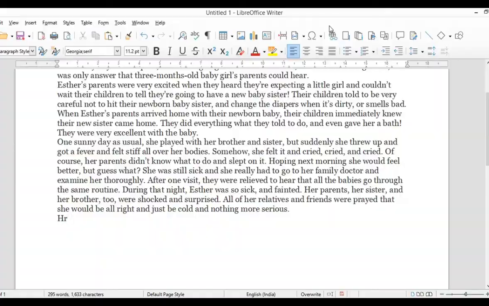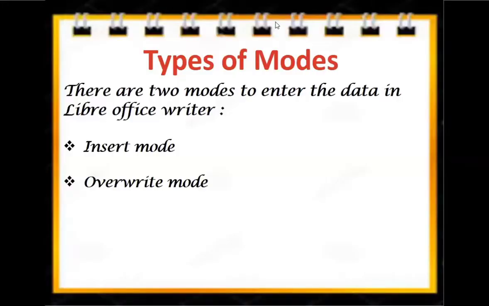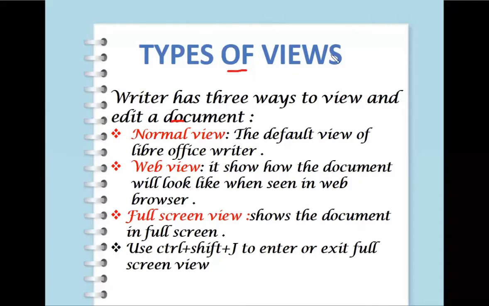Let's move further. After knowing the types of modes, let us come to the types of views. Writer has three ways to view and edit a document. First comes the normal view, which is the default view of LibreOffice Writer. The next is the web view. It shows how the document looks when seen in a web browser. It is useful for HTML documents.